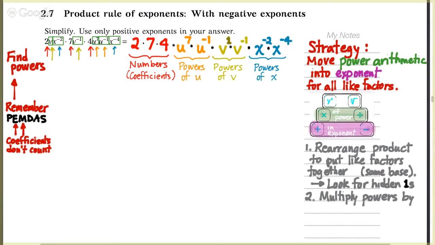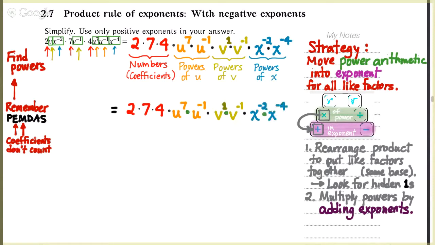And according to the arithmetic layer cake, if I want to multiply powers by doing something to their exponents, that something had better be addition. So how do you multiply powers? You add their exponents. So just recopying what we have here, let's take the powers of u, the powers of v, and the powers of x and escalate that multiplication up into the exponents where it becomes addition instead.